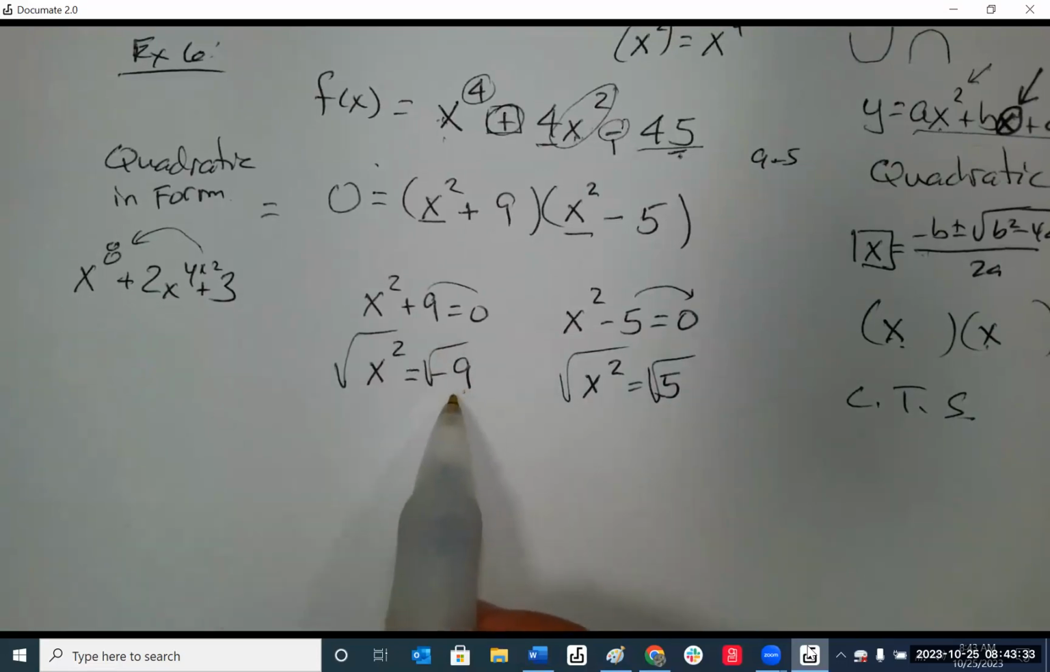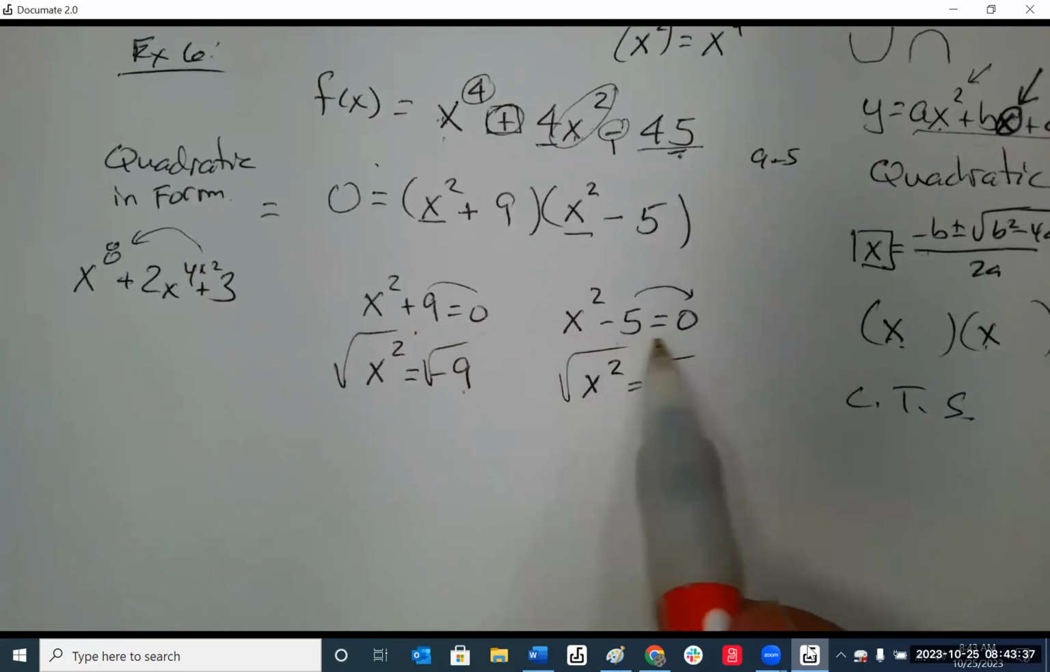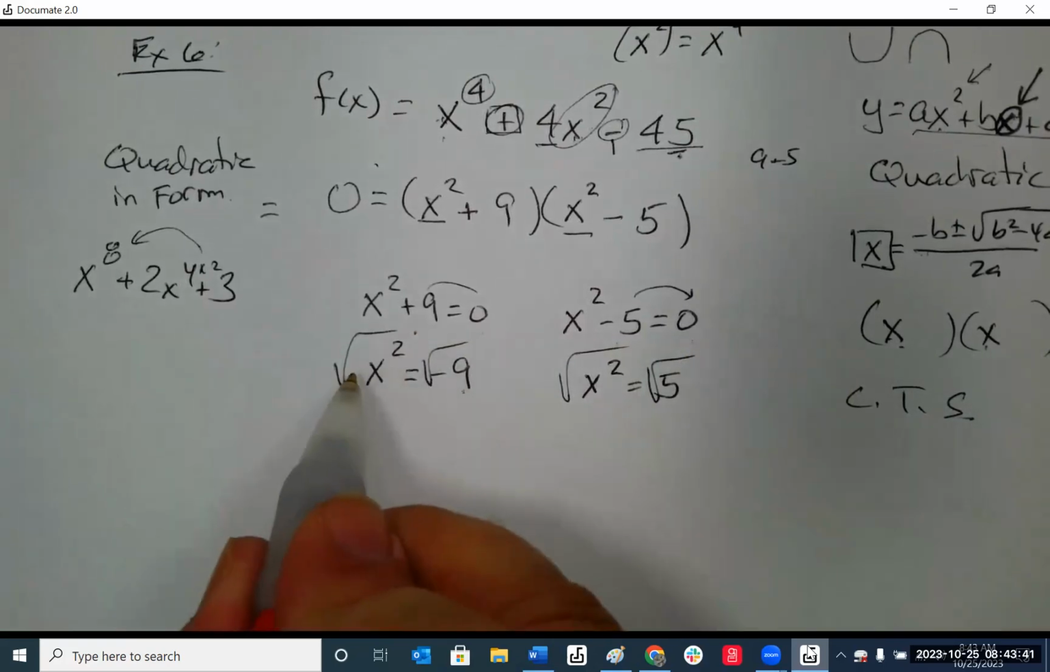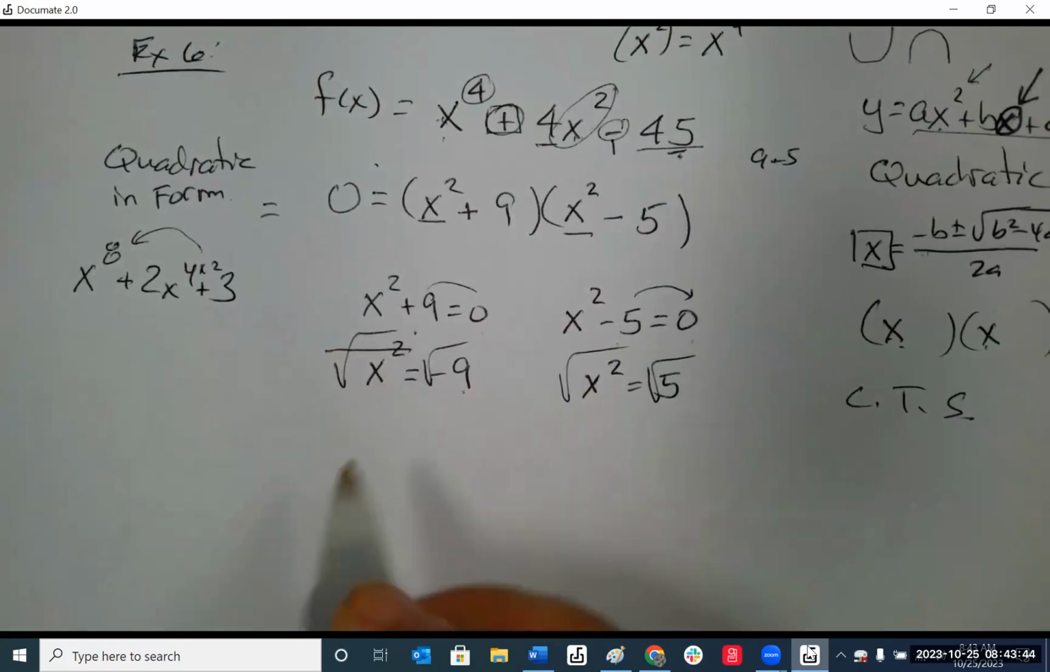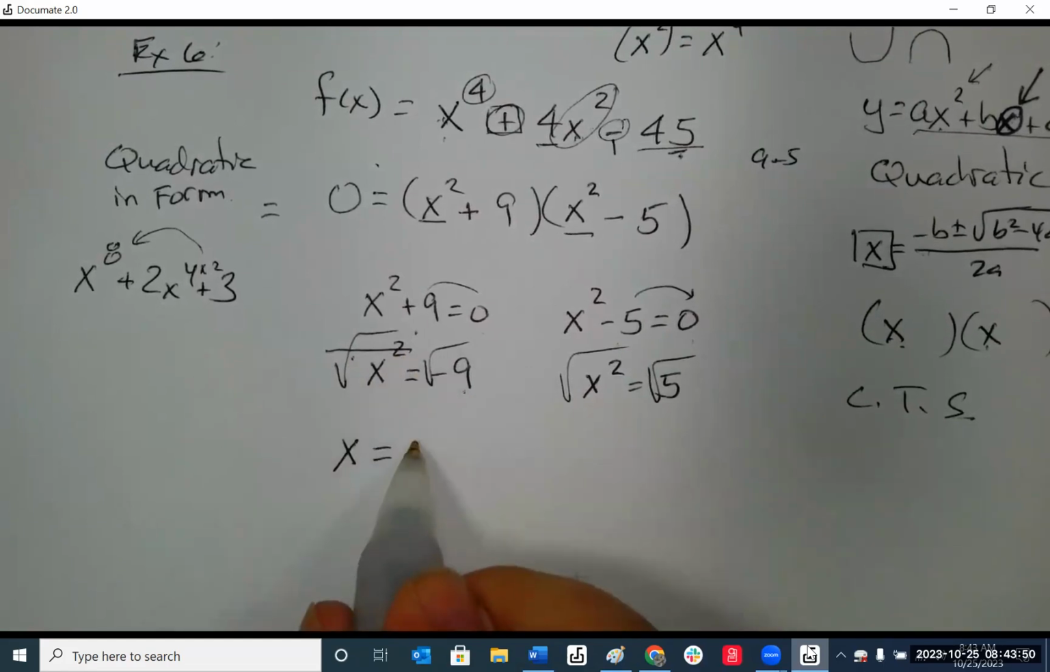How did I get the positive or -9 on this side? I subtracted 9 from both sides. I added 5 to both sides. This is always the opposite. And I square root, because the square root and the square cancel, so we have x. Whenever you take the square root of something squared, you have to put a plus or minus in front of the answer.